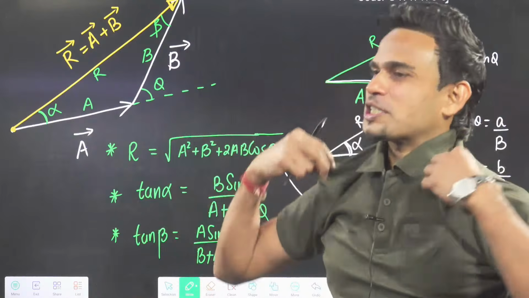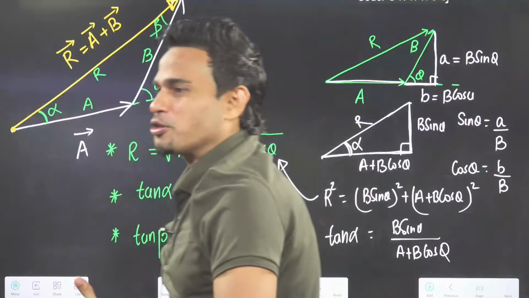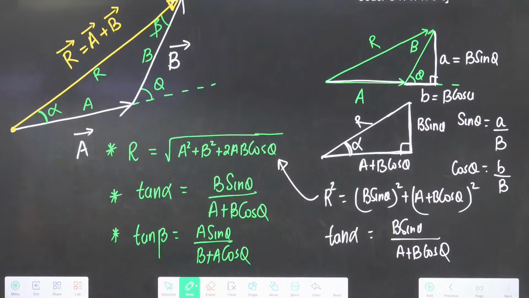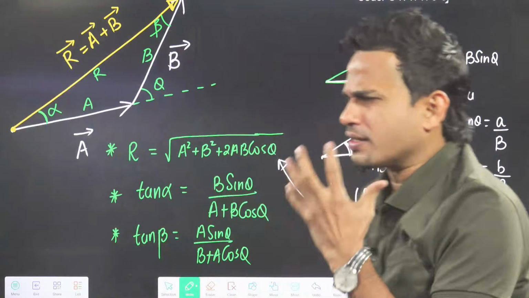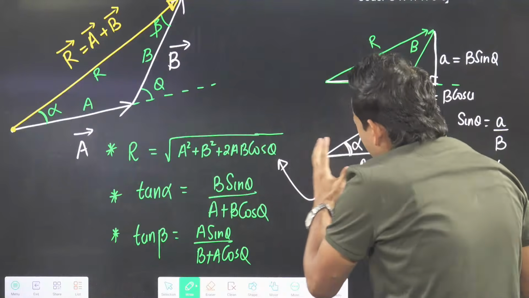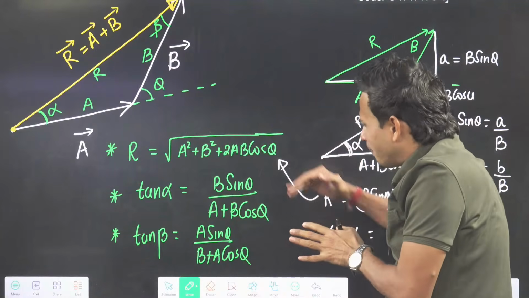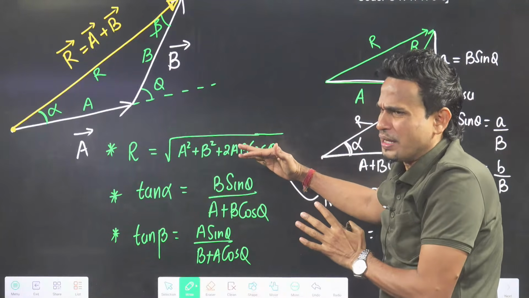So Pythagoras theorem also we use, trigonometry also we use, entire basic maths we used here. So no problem. Now okay sir, we understood all these things, we got the idea. We have to remember this formula. This formula has to be remembered.